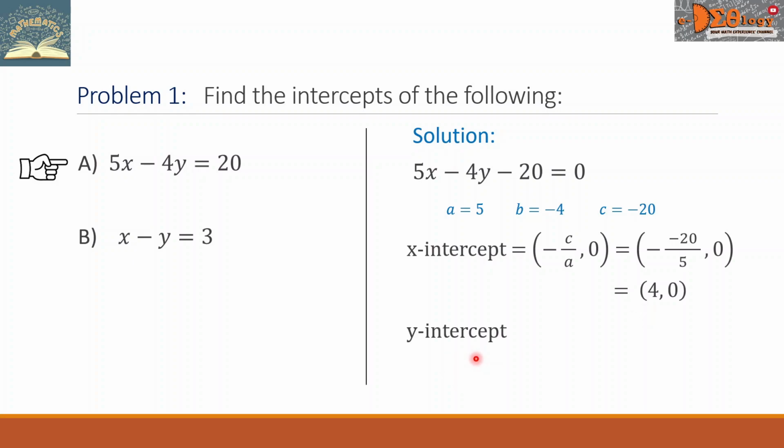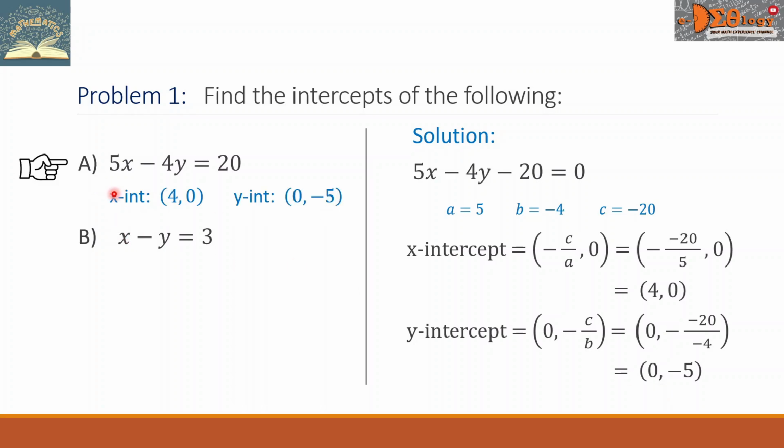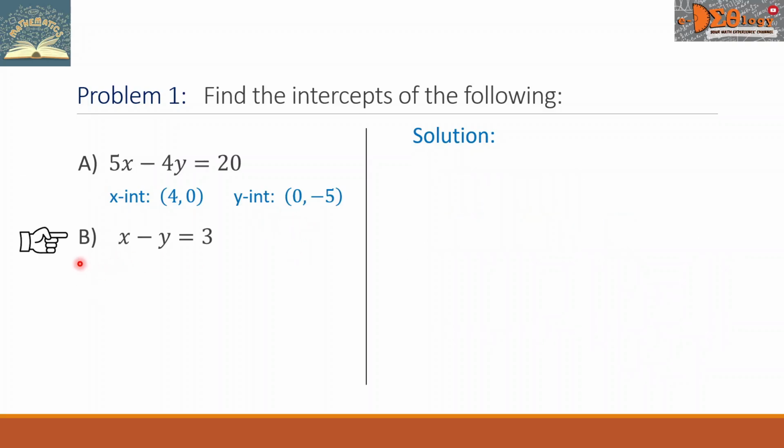Now the y-intercept, we have this formula, 0, comma, negative c over b. We substitute the values. For the c, we have negative 20 over, and the b becomes negative 4. Negative and negative becomes positive, but there is a negative sign here. So we have 0, comma, negative of the quotient 5. This is the y-intercept. We write the answers below problem A. Then we go to problem B.